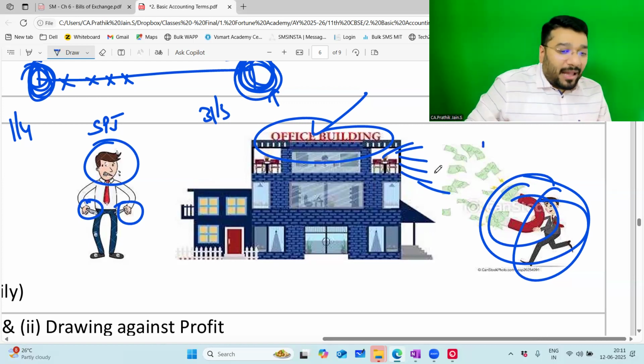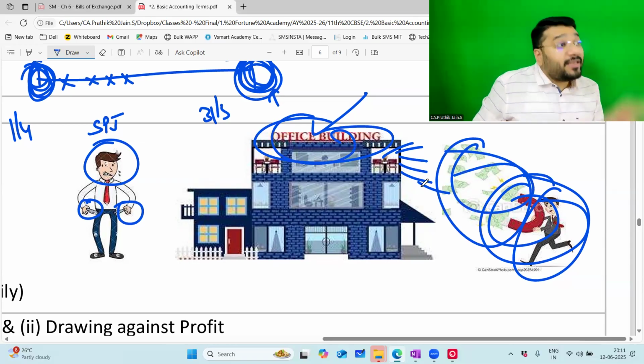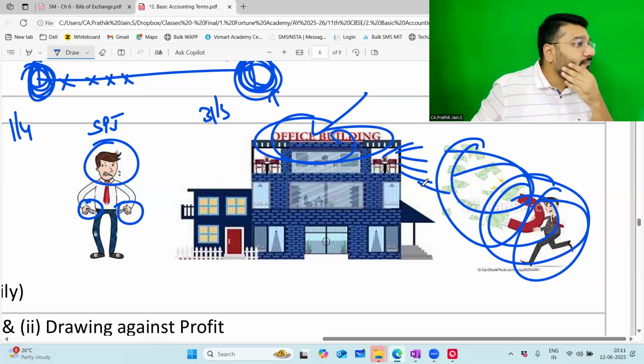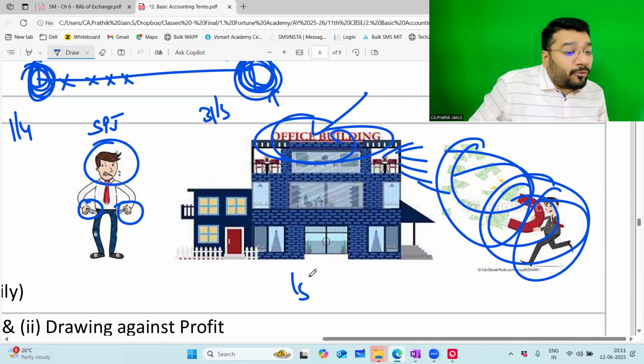Now, so what am I doing? I'm withdrawing money from the business. From business I'm taking away the money. Drawing is of two types. One is drawings against profit, which I discussed now. I'm withdrawing my profit in advance. Second is drawings against capital, which means I gave 15 lakh rupees capital.